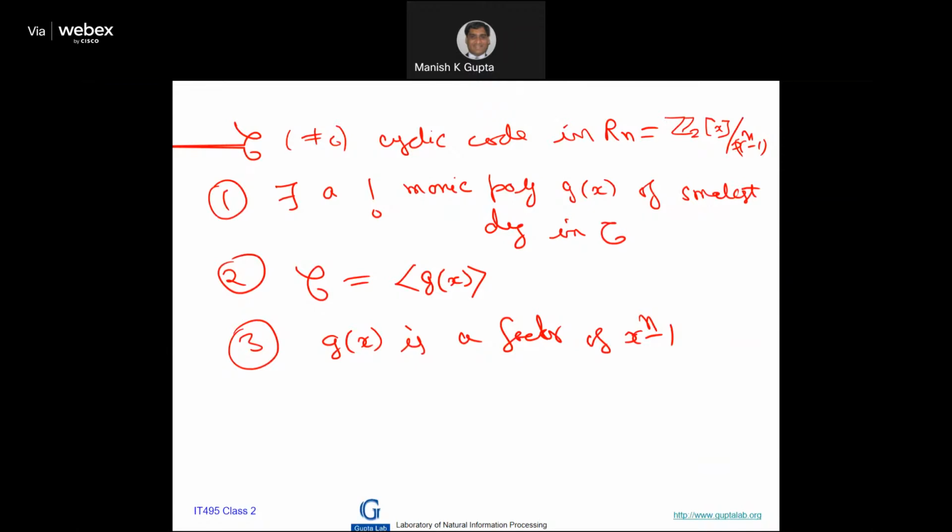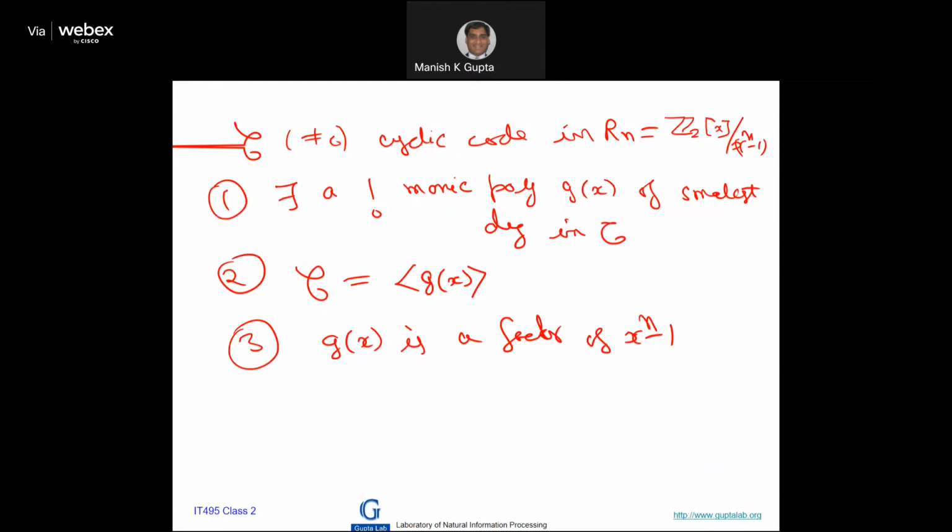One question that you may ask is, if I have to find a cyclic code, all I have to do is look at the factorization of x raised to n minus 1 and take one factor as g(x), because obviously it will be a monic polynomial of the smallest degree and so on. Using that polynomial, you can build the cyclic code.